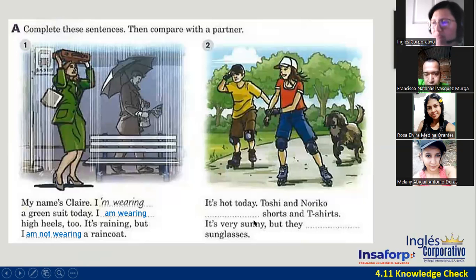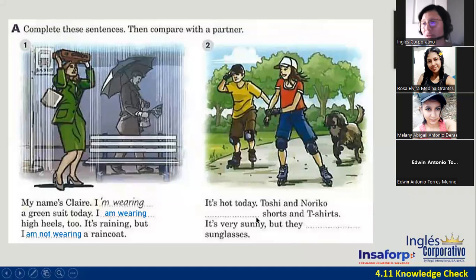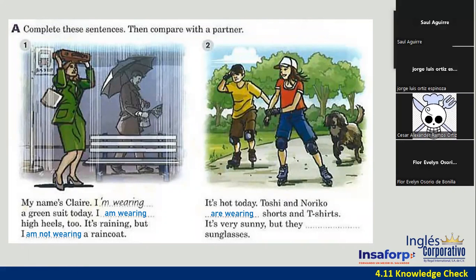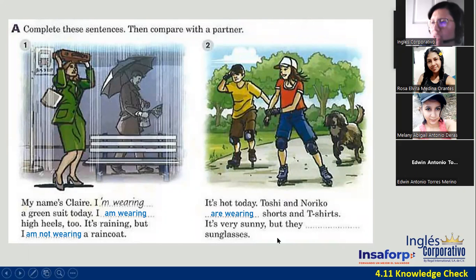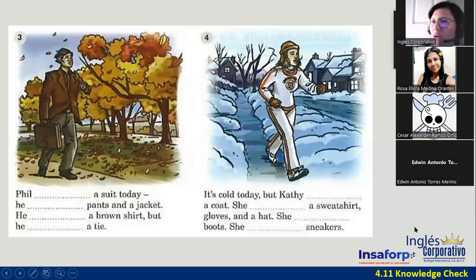¿Con qué rellenaríamos acá? Muy bien, exacto. Diríamos are wearing, okay? Toshi and Noriko are wearing shorts and t-shirts. They are wearing shorts and t-shirts. What about next one? It says it's very sunny, but they, y luego mencionan sunglasses. ¿Cuál creen? Muy bien. Podemos decir are not wearing o podemos decir aren't wearing, right? Aren't wearing. ¿Por qué? Porque ellos no llevan sunglasses. ¿Verdad?